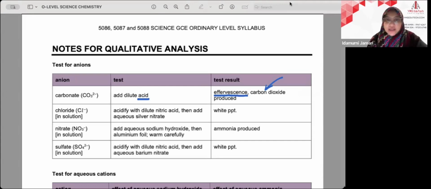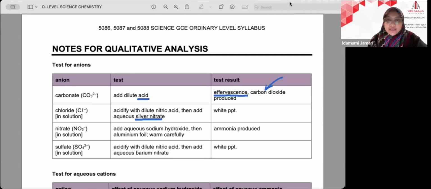The second anion that you may be tested on tomorrow is the chloride ion. How do we know that we are testing on chloride ion? Because you may see the keyword silver nitrate in the steps. And if it's positive, a white precipitate will be produced.